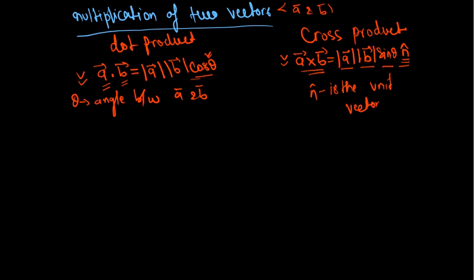Because it is not having any magnitude, only direction is there, so that is why we call it a unit vector. Unit vector. And what will be its direction? Its direction will be perpendicular to A vector and B vector.